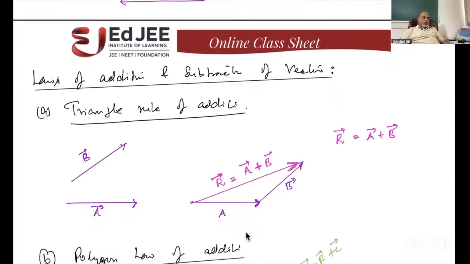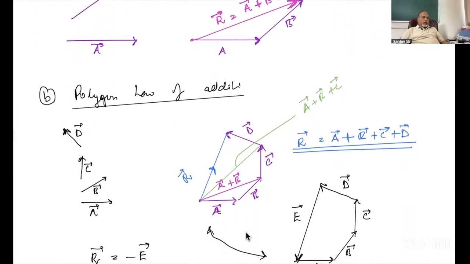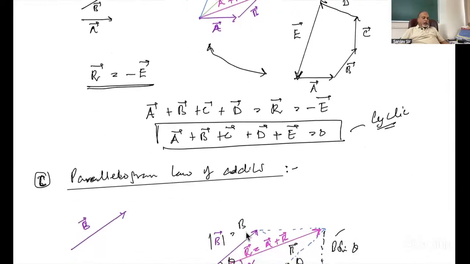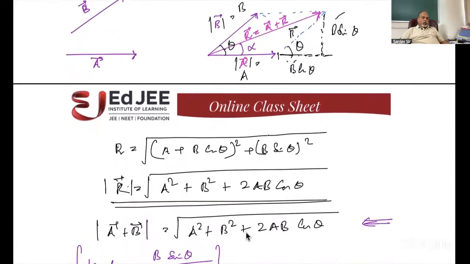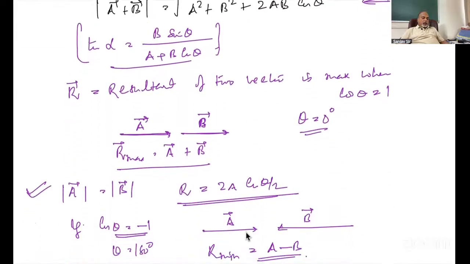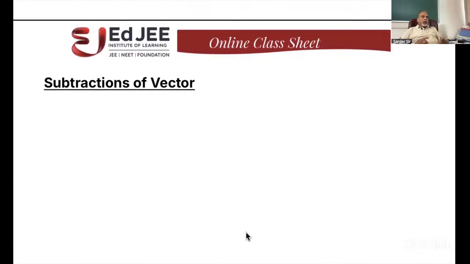There were three laws of addition, that is triangle rule of addition, polygon law of addition, and parallelogram law of addition. So these three laws were there and we explained them. Now, today we will see subtraction for vectors.